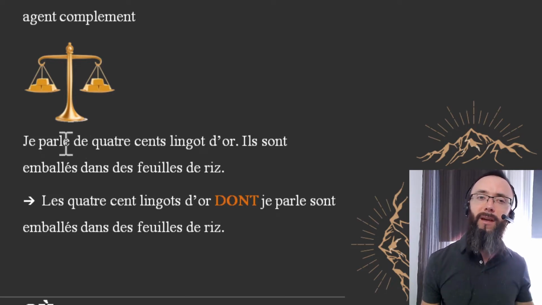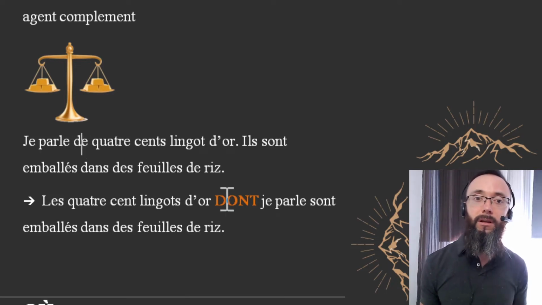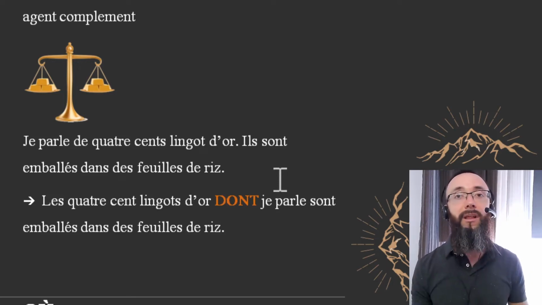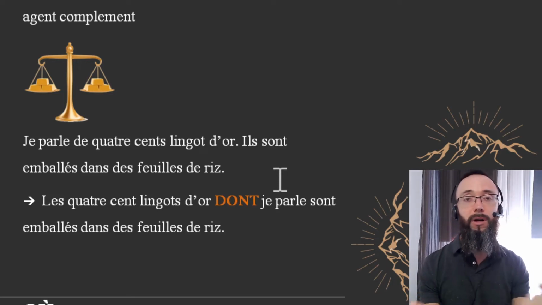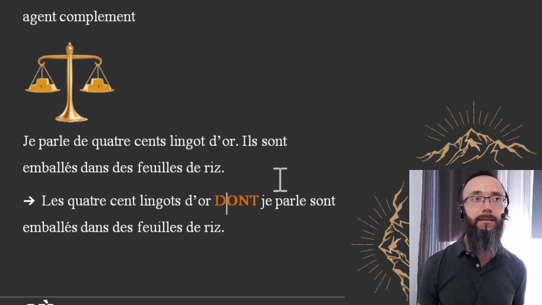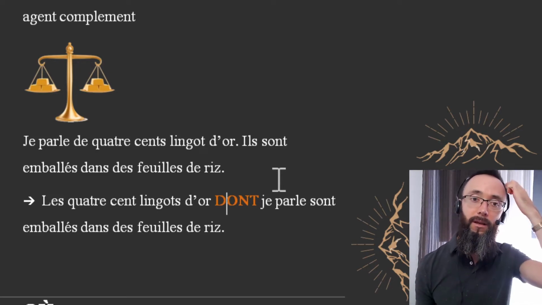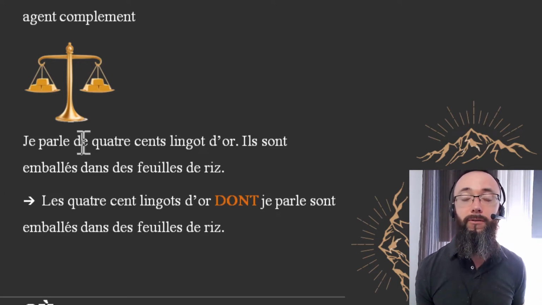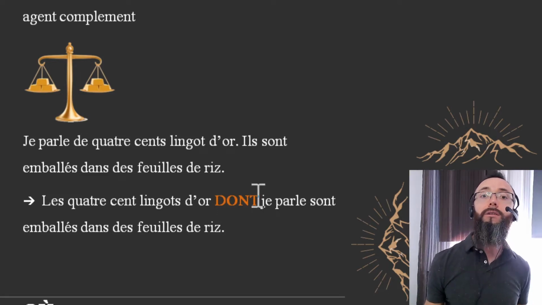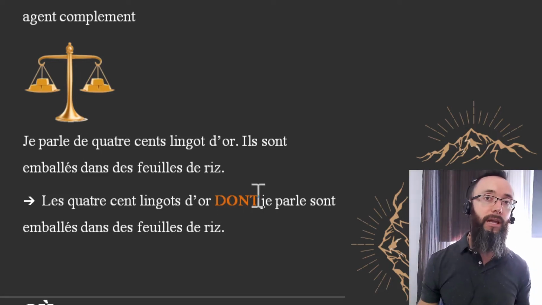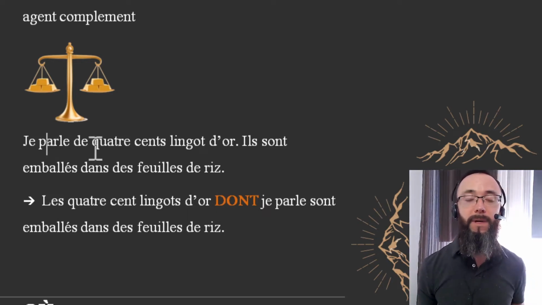Because here, if we have a verb followed by a preposition, it's going to change the relative pronoun that we use to connect the two parts of a sentence. And in that case, when you see a verb followed by a preposition de, je parle de, you're going to forget about que and you're going to use dont instead. So pay special attention to that.